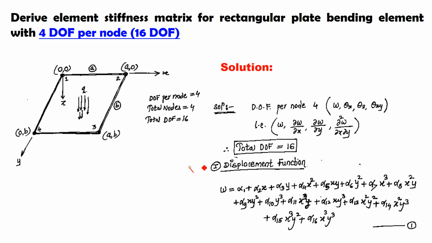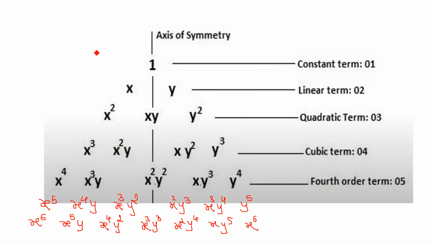Now the very first step, as we discussed in the previous lecture also for the 12 degrees of freedom element, is to write down the displacement function for the deflection W. Since there are 16 degrees of freedom, we have to select 16 elements from the Pascal triangle. This is the Pascal triangle. Now 16 elements we have to pick up from it, which are multiplied by generalized coordinates alpha 1, alpha 2 to alpha 16. That polynomial of deflection we have to write down.